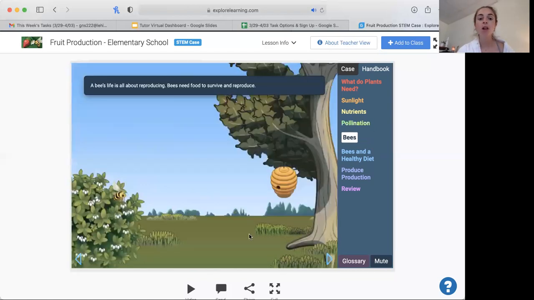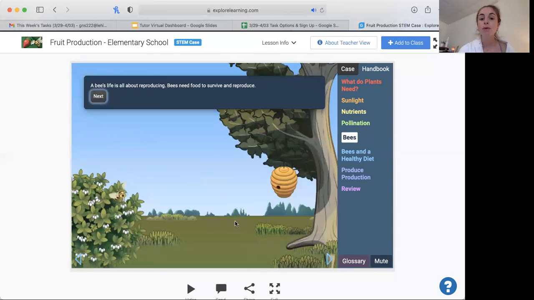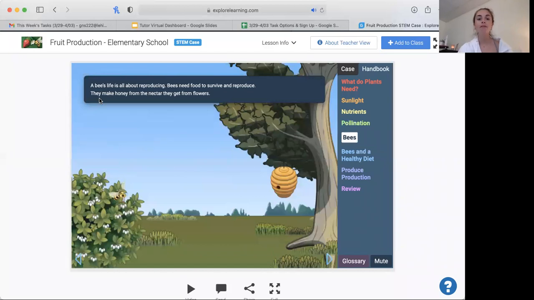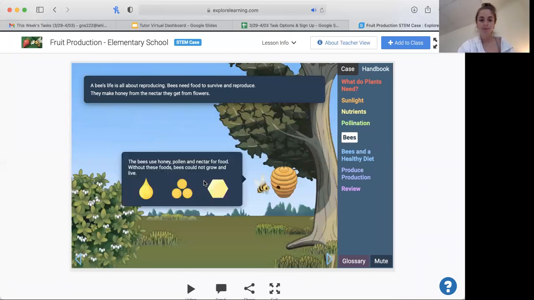A bee's life is all about reproducing. Bees need food to survive and to reproduce. They make honey from the nectar they get from flowers. But the bees use honey, pollen, and nectar for food. Without these foods, bees could not grow and live.